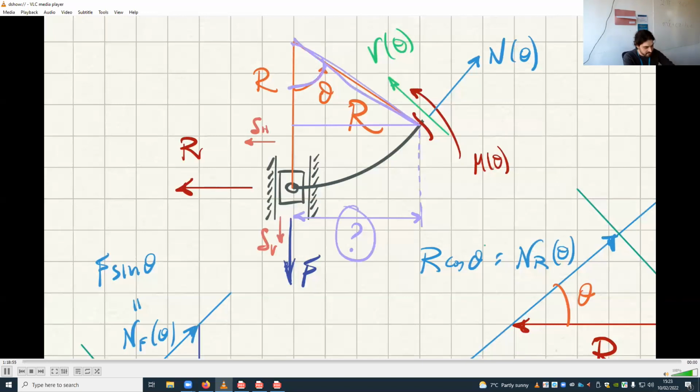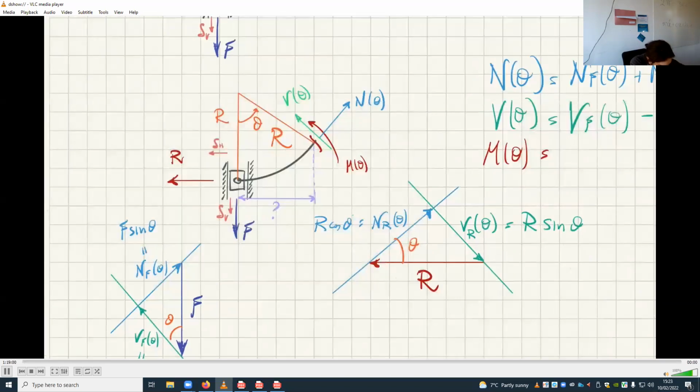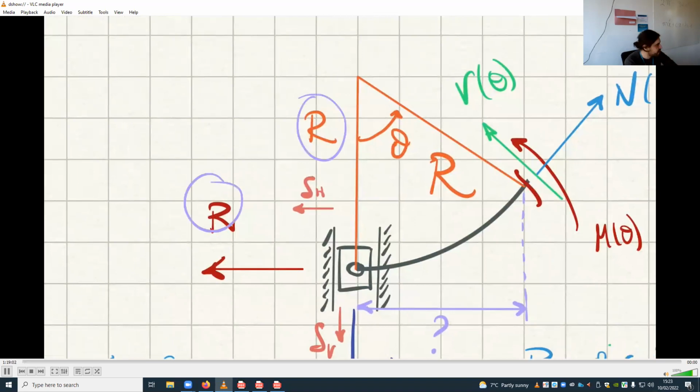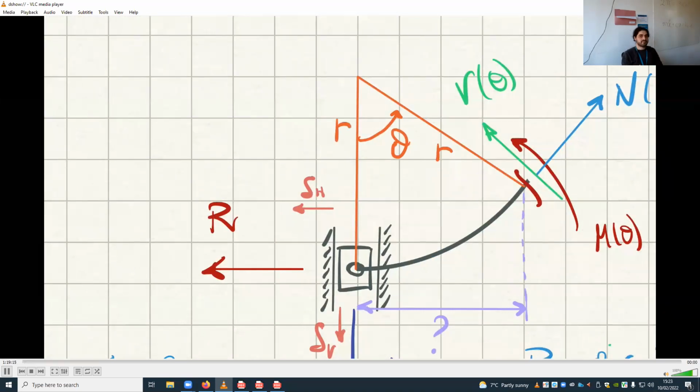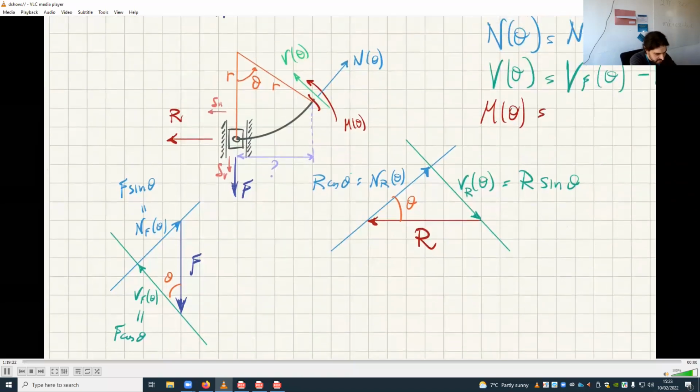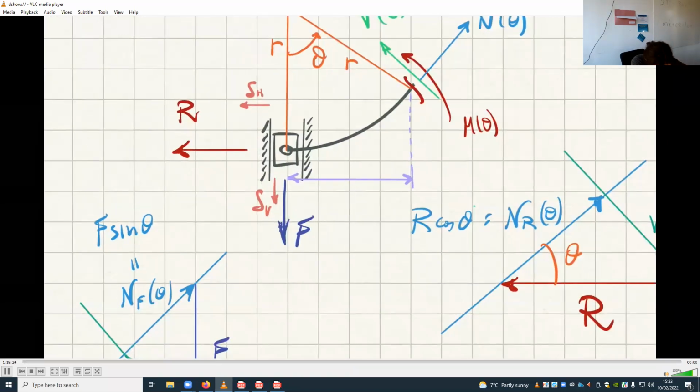r sine theta. Oh, it's my bad here because of my notation. I'm calling R and r the same thing. Okay, so probably not a smart choice of labeling. So let me change the label of this thing to small r rather than capital R. Because one is geometric information, one is a reaction force. So this one is, as I said, small r sine theta.